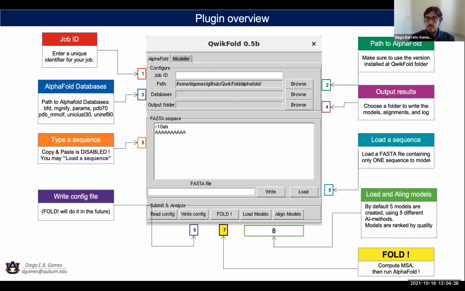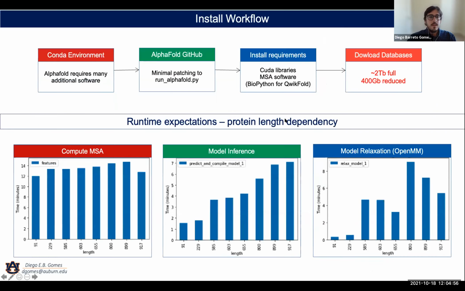Fold will get the FASTA sequence, run a multiple sequence alignment against huge databases that you probably downloaded, then find templates and information in the alignment to feed the Alphafold model and build the models. When you're done with the sequence alignment and building the models using the parameters, you just load and align to see what you got.